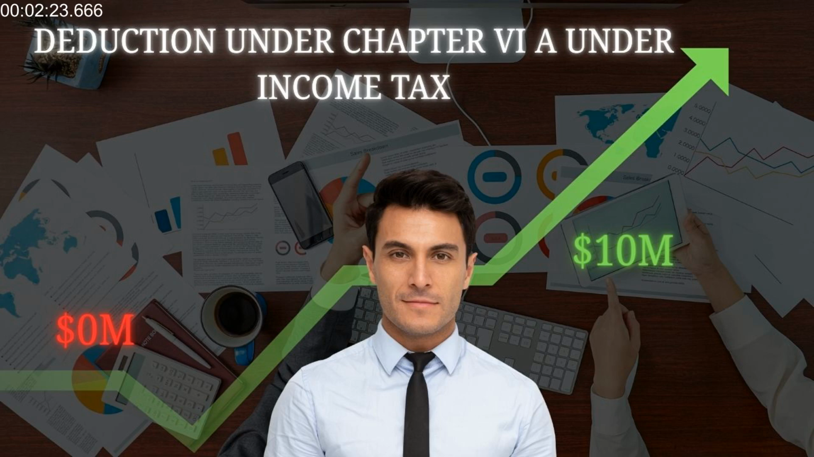Other important sections. Section 80E allows a deduction on the interest paid on an education loan taken for higher education of oneself, a spouse, or children. There is no maximum limit on this deduction.